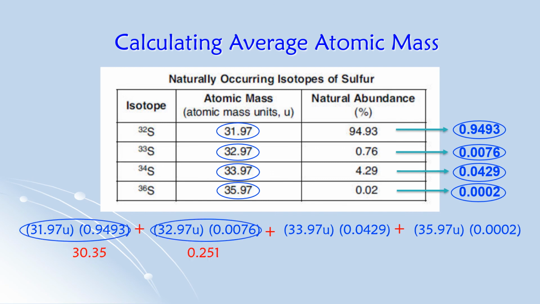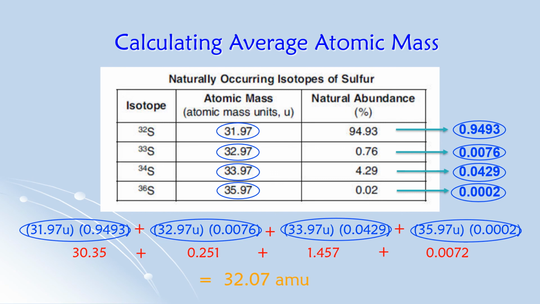So here I'll go ahead and multiply the first one, do that for the second one, same thing for the third, and same thing for the fourth. And then we'll go ahead and add our answers. And this is what we get as the atomic mass for sulfur. Please do not ever forget your units. So AMU is the unit for average atomic mass.